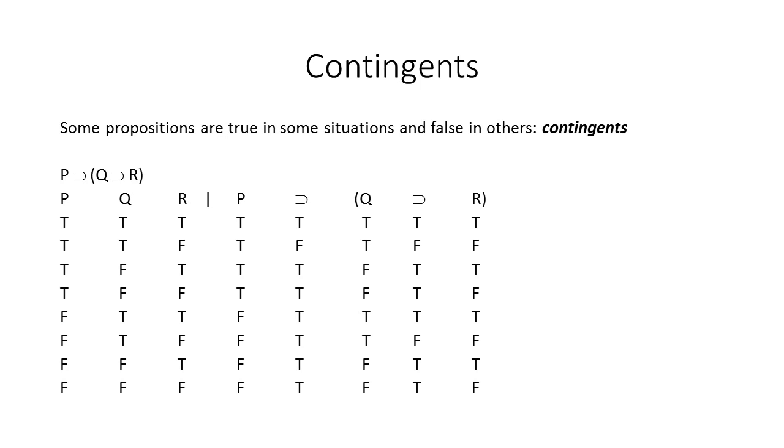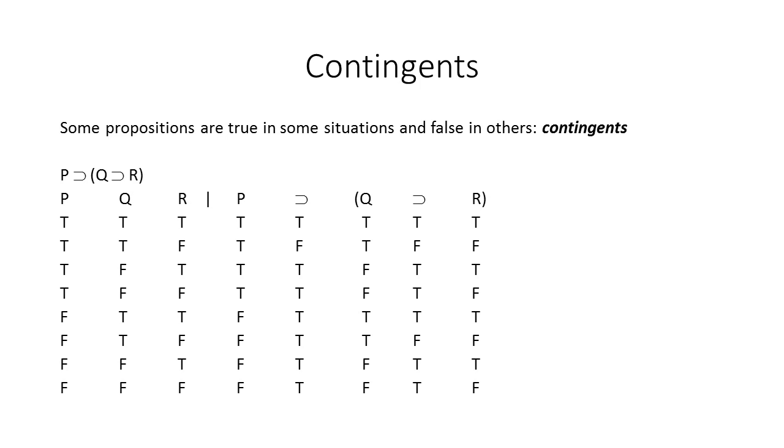Here's another one. Okay, so let's think back to the truth table that we did. This is contingent. Well, let's see why. Some propositions are true in some situations and false in others. We're going to call those contingents. So what we're looking for here is whether the proposition is true in every situation or false in every situation, or whether it's exactly a mix. If it were true in every situation, it would be what? That's right, a tautology. And if it were false in every situation, it would be self-contradictory. But if it's true in some and false in others, then it's contingent.